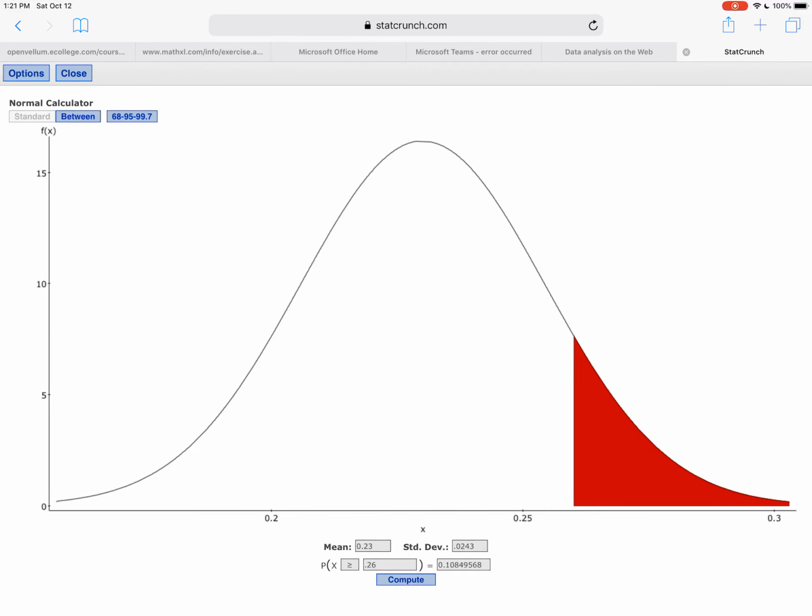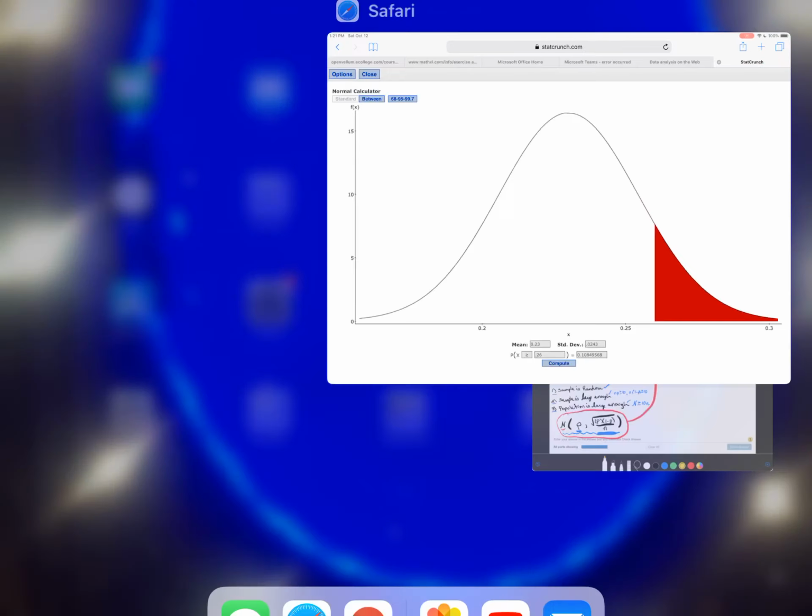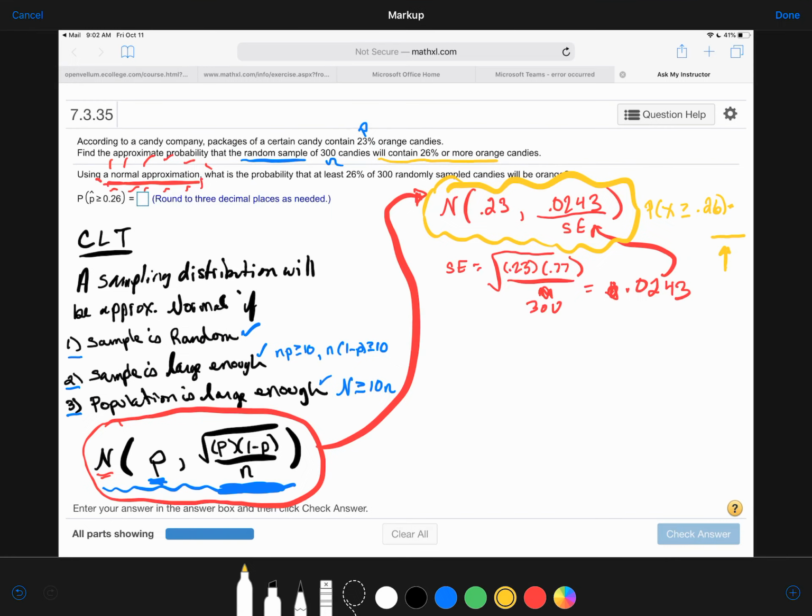It looks like the probability is 0.108 rounded to 3 decimal places. So that's the final answer that we're going to enter, 0.108.